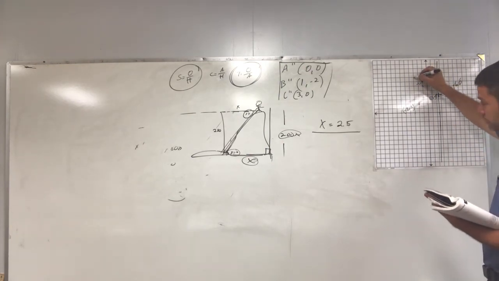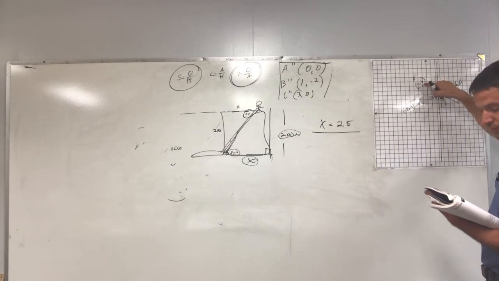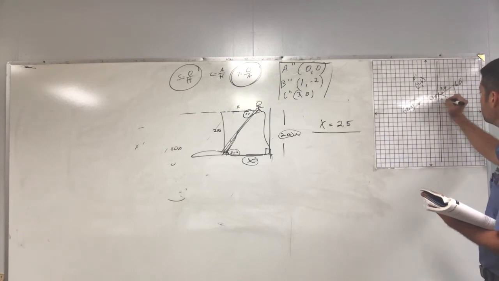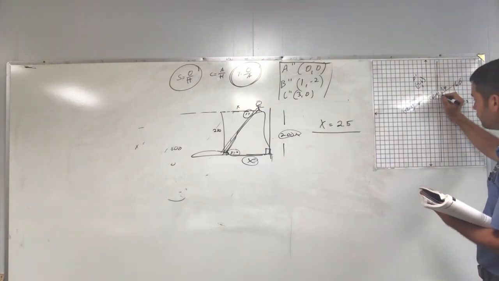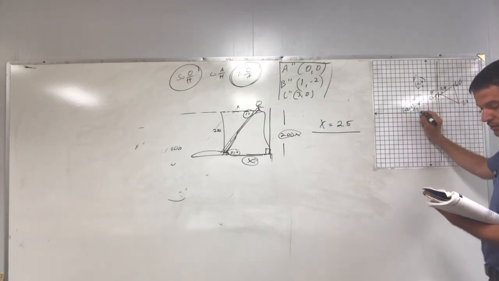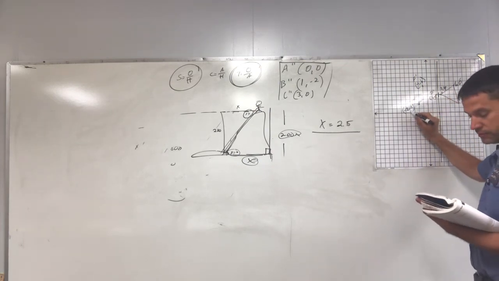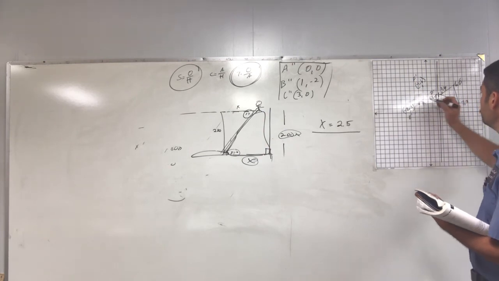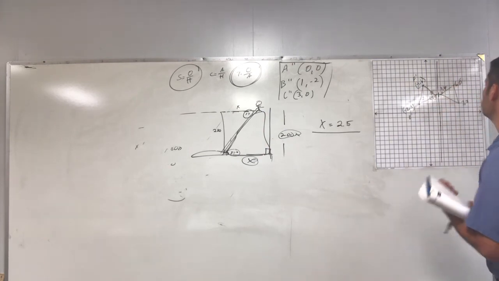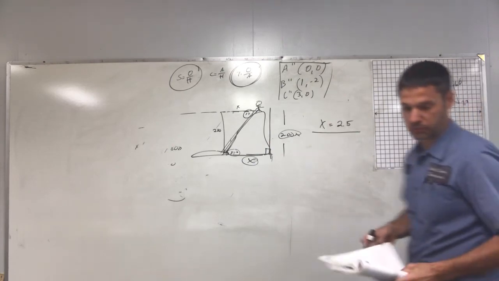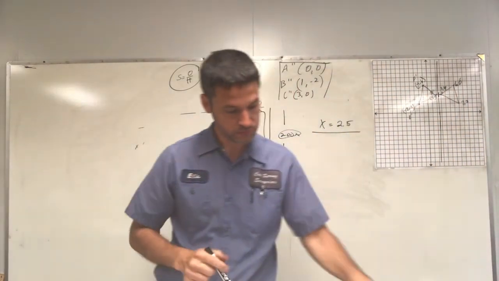So F prime is negative 1 and 6. I don't know if you can read my writing. F prime is negative 1 and 6. D prime, where is he? Up here. D prime is 2 and 4. D prime is 2 and 4. And E prime is negative 2 and 2. And then you would draw that triangle, and it would look the same. It would look the same, just flipped over.